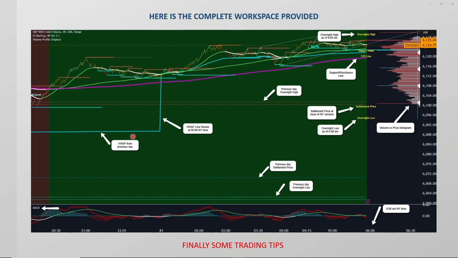Basically, the VWAP line resets at 12 o'clock or 00 New York time, the new day, and it will go to where the trading is at that moment and continue from there on.